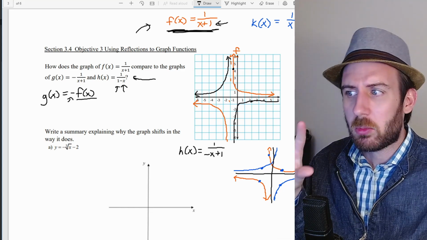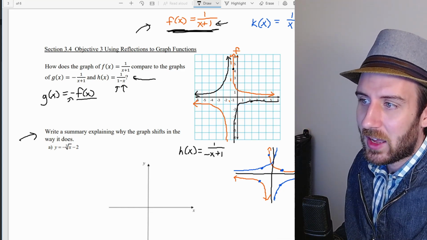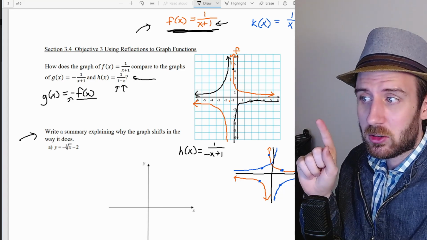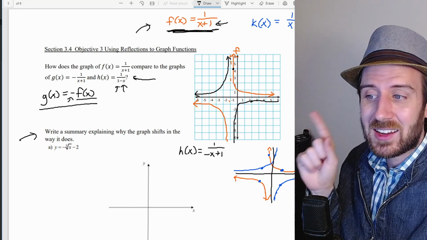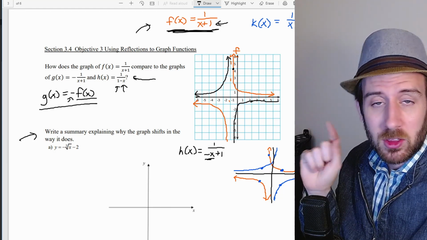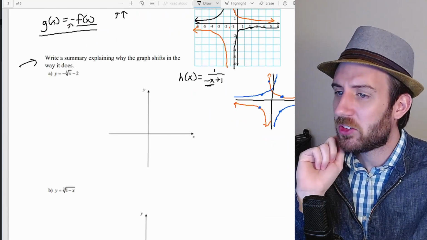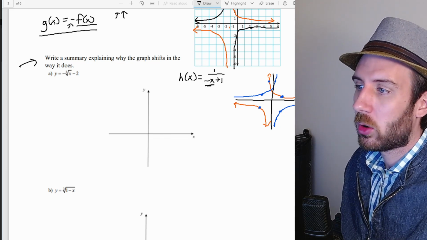Okay, that one's a little bit more challenging. Again, take a moment if you need to write a summary in your notes and explain what's happening when we have either a negative that is happening to the function as a whole, or a negative that is happening just to the x value. Okay, write yourself a little note there. But let's see if we can capture those ideas in a shorter, more effective method.